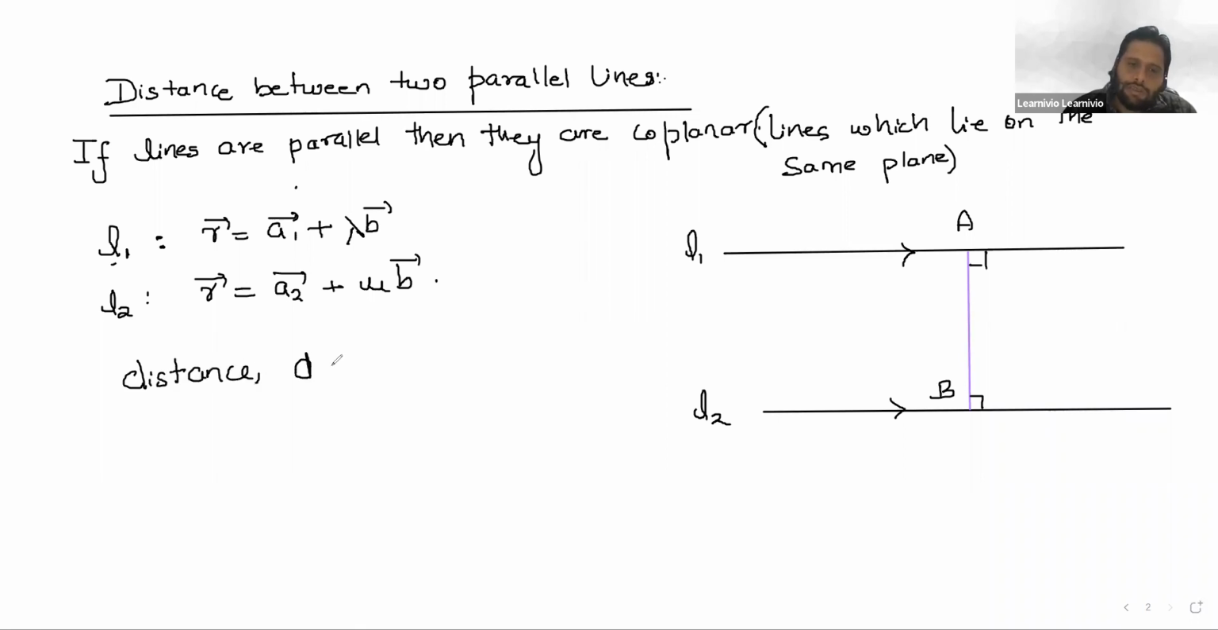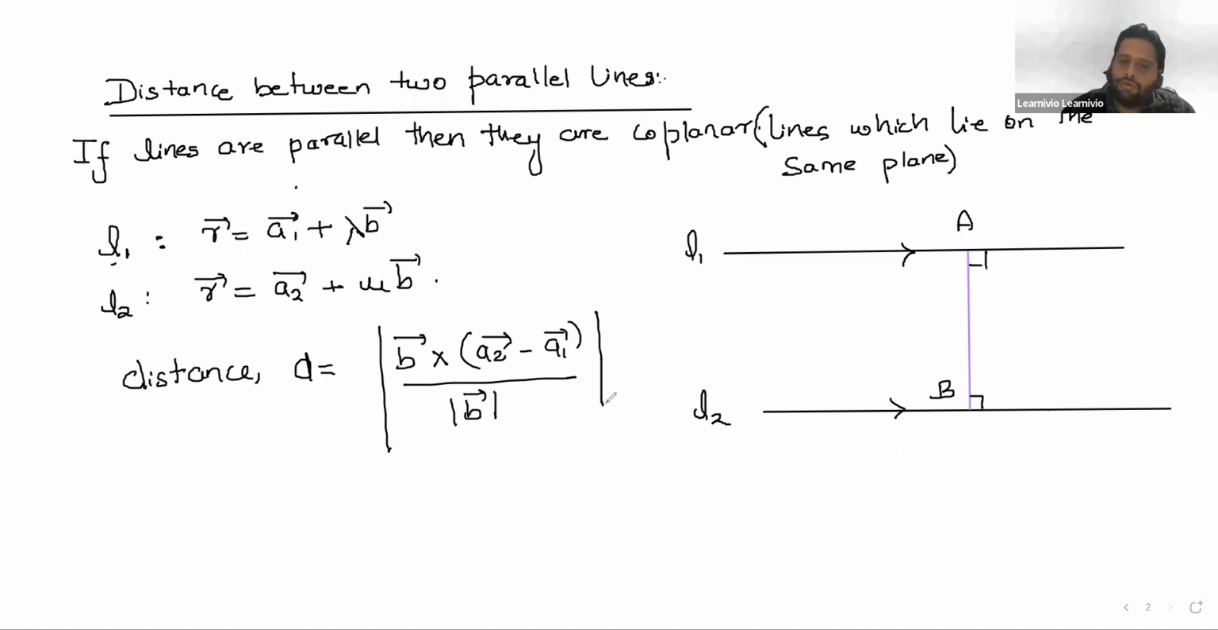Distance D is equal to the modulus of B cross (A2 minus A1), divided by the magnitude of B. Take the positive value always. So what you need to find here is B cross (A2 minus A1) by the magnitude of B, and take the modulus of this. I hope this is clear to everyone. Please note this down, raise your hands once it is done, then I will give you a question on the basis of this.